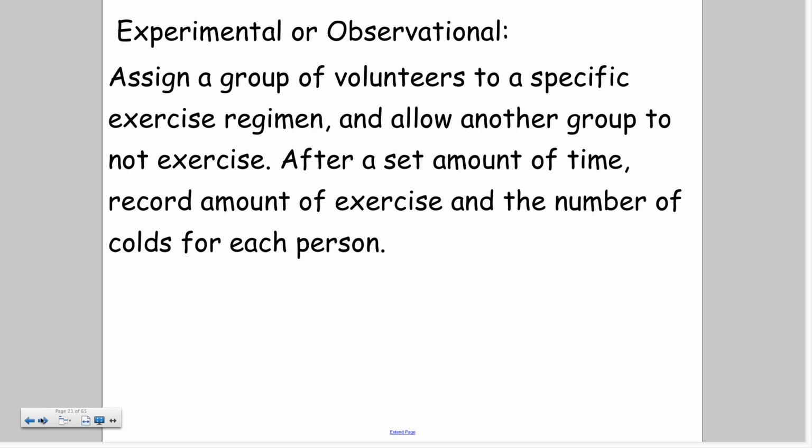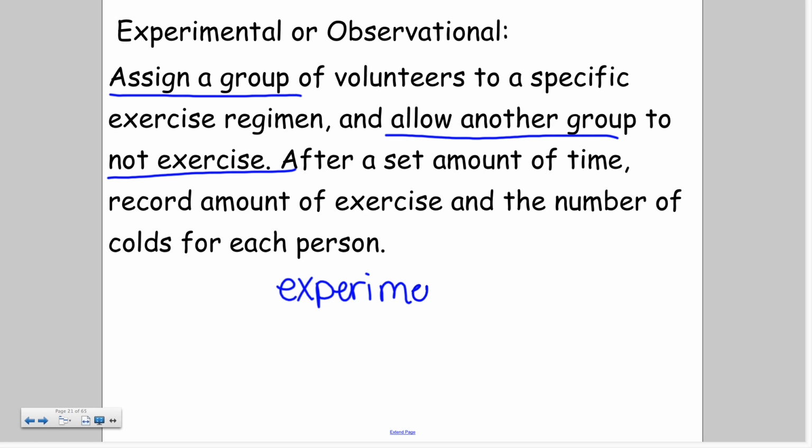All right? Assign a group of volunteers to a specific exercise regime and allow another group to not exercise. After a set amount of time, record amount of exercise and the number of colds for each year. Well, I'm going to assign a group, and I'm allowing another group not to exercise. So that is going to be experimental. Okay?